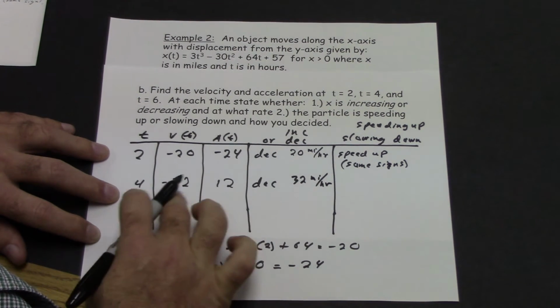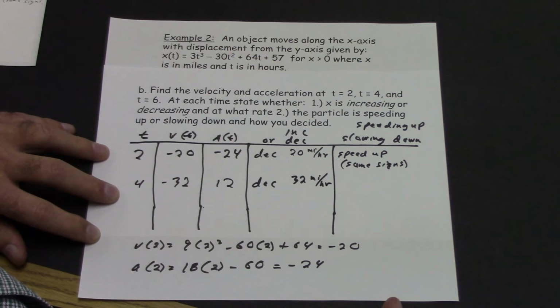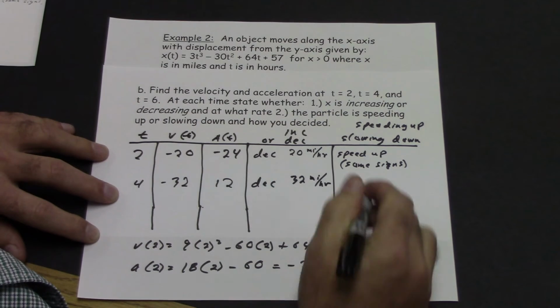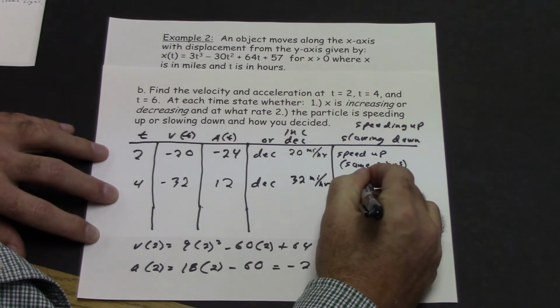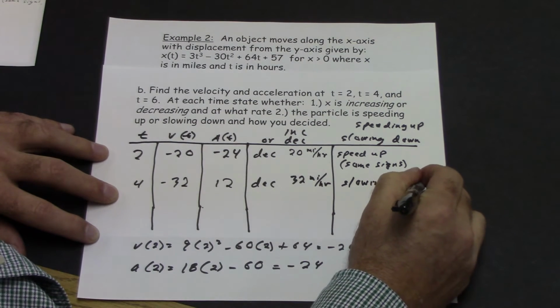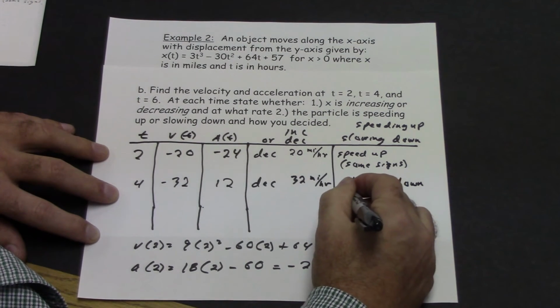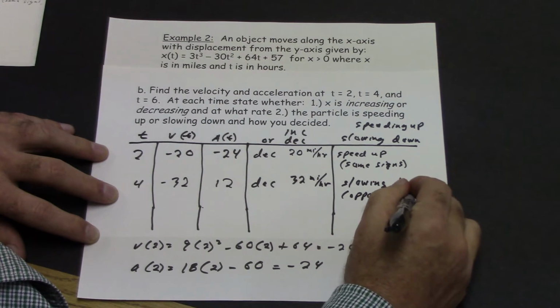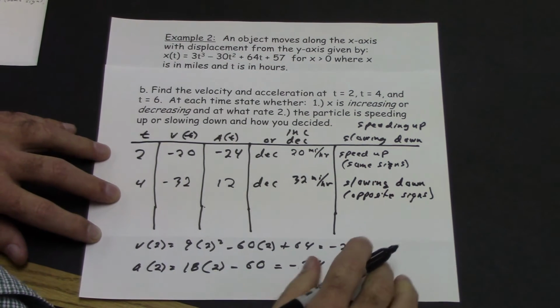Once again, you'll notice that the velocity and acceleration have opposite signs this time. So the particle is going to be slowing down. Now to give a reason, they've got opposite signs.